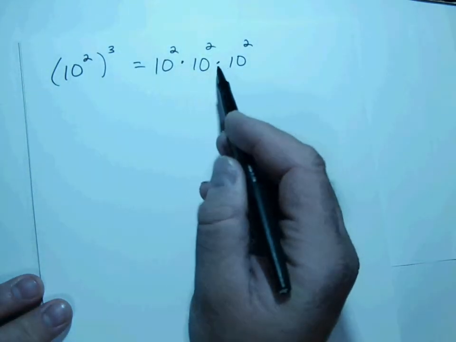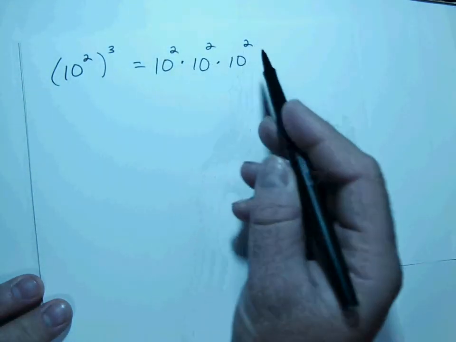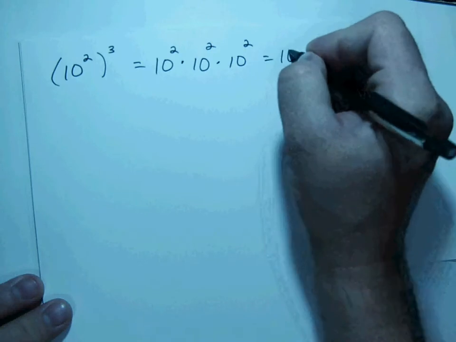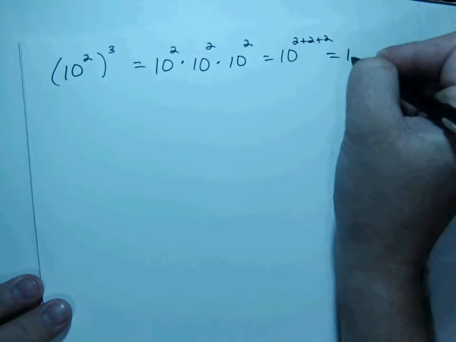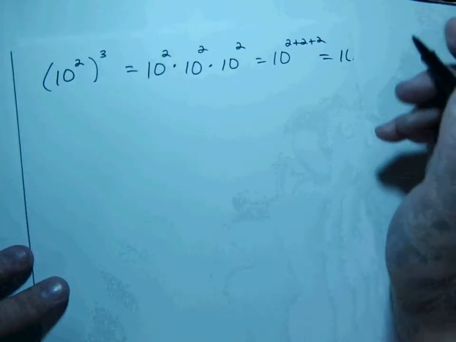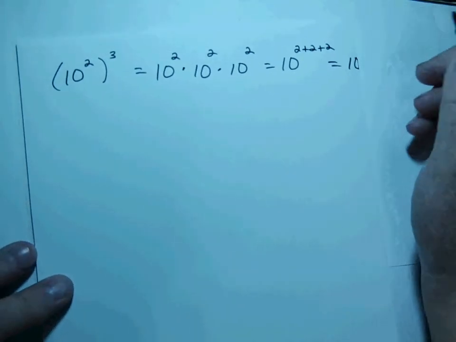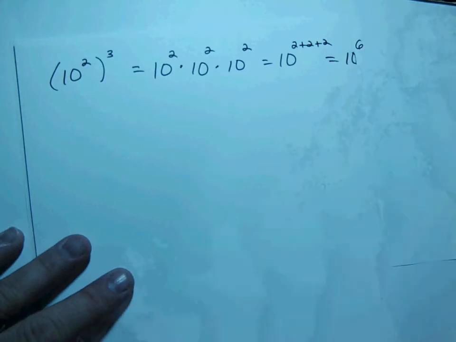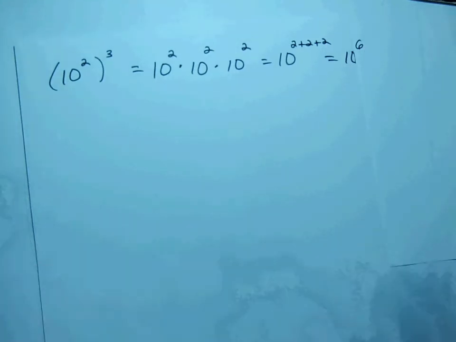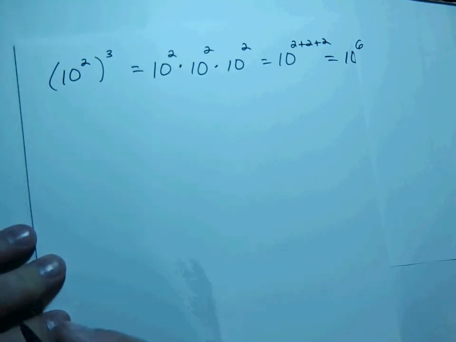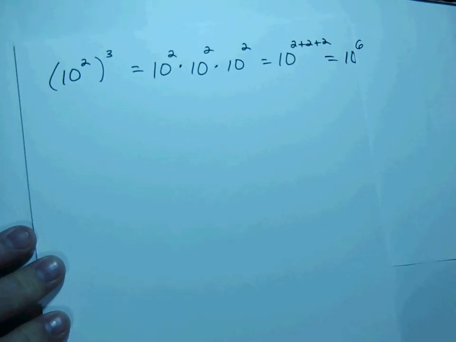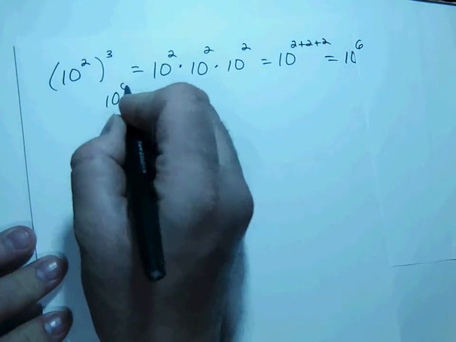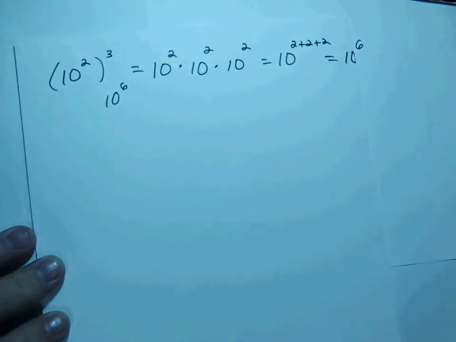When we multiply numbers with exponents, we add the exponents together. So it's just going to be 2 plus 2 plus 2. And we get 10 to the power, oops, ran out of paper, 10 to the power of 6. Okay? Well, where did that 10 to the power of 6 come from? What's the shortcut way to get there? Well, if you see, if I take 2 times 3, I get 10 to the 6. So I'm going to multiply those exponents.